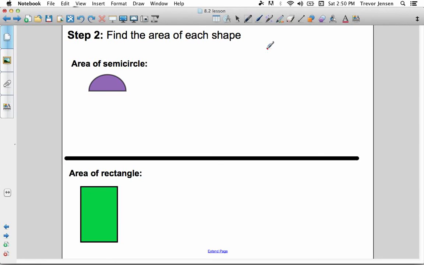The area of a full circle is equal to pi r squared. If I want to find the area of a semicircle, the area of a semicircle is half the area of a circle, so I need to find the area of the full circle and then divide that by 2 to get the area of half of the circle, or the semicircle. So area of a semicircle equals pi r squared divided by 2. So the area of a full circle divided by 2.